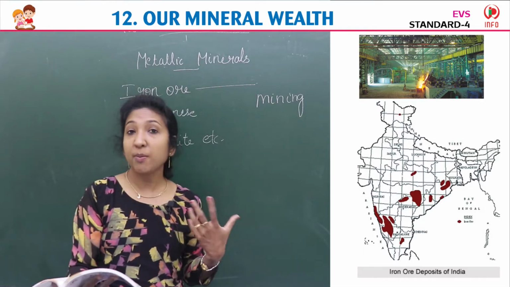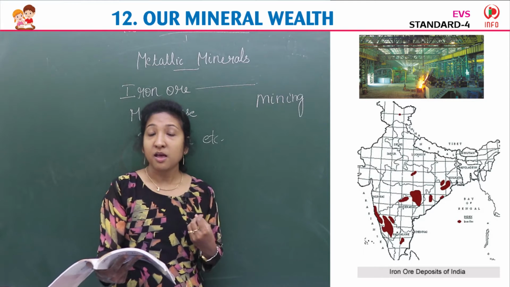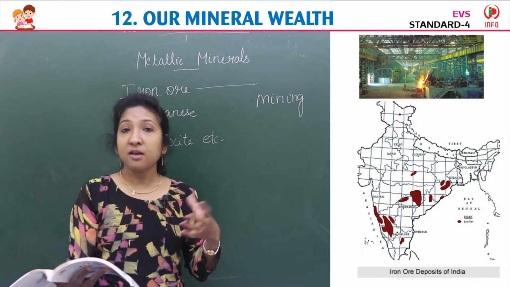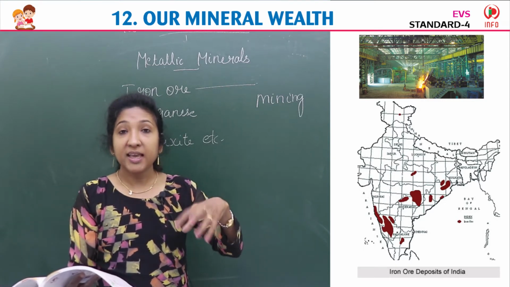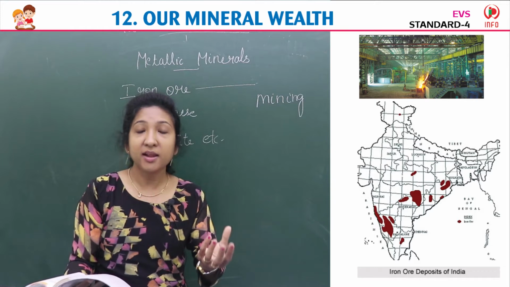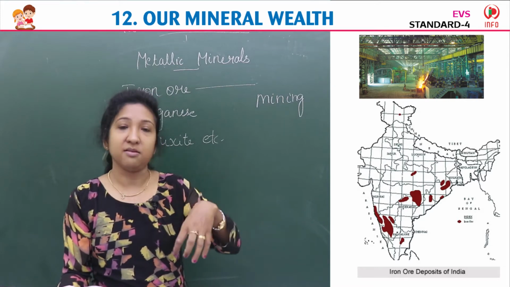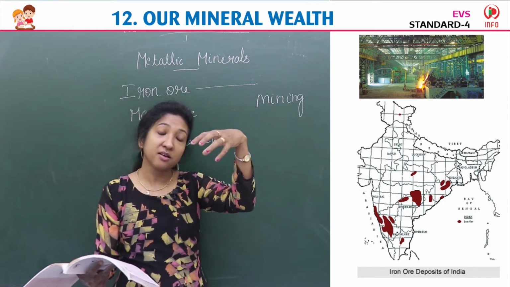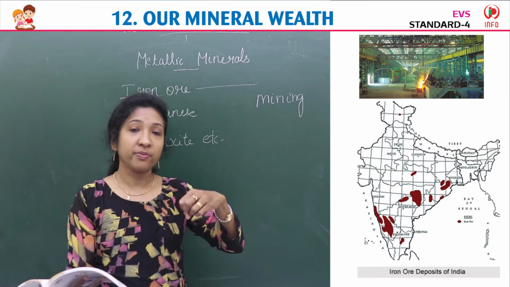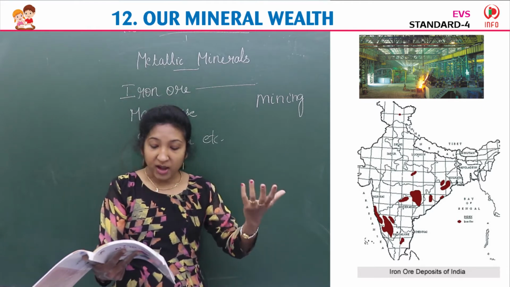Production of iron, from iron ore. Ore means a mineral from where we get some metal. Some metal is there inside the ore. So that is called ore.